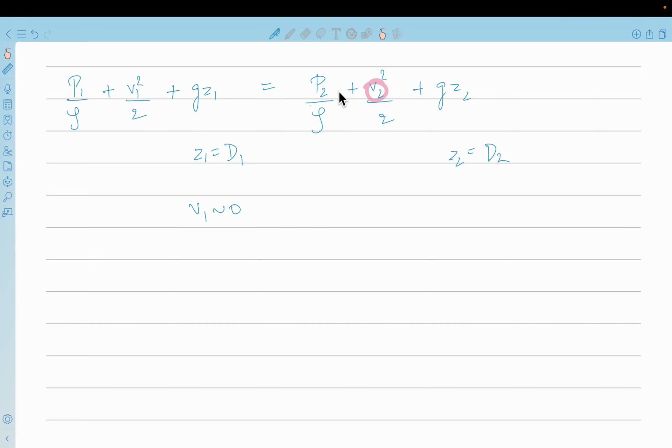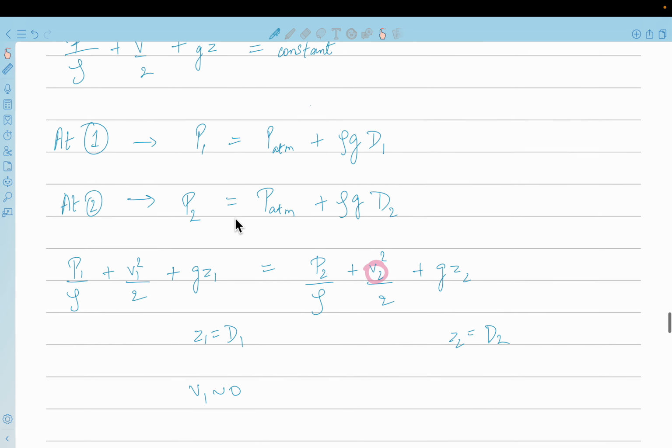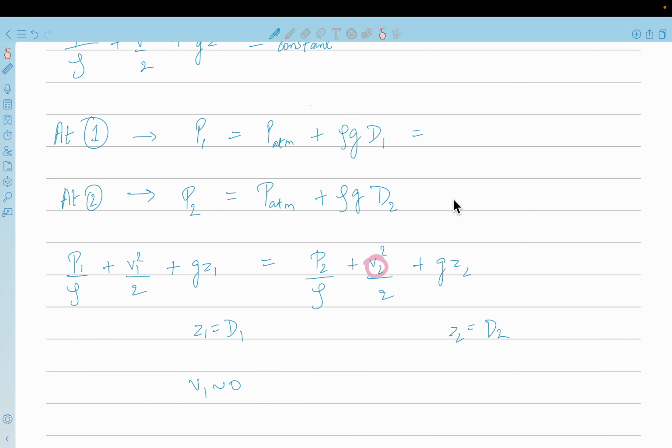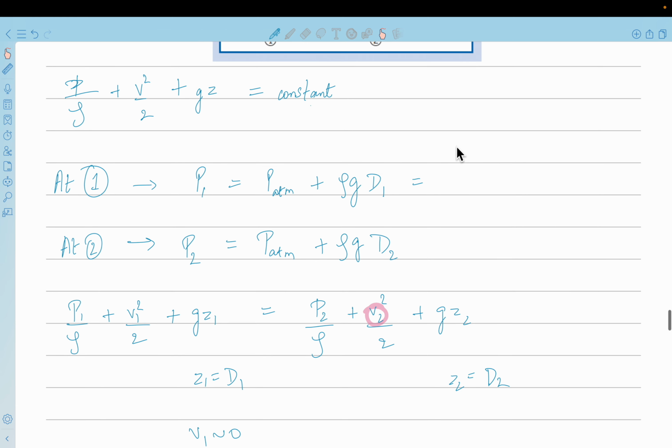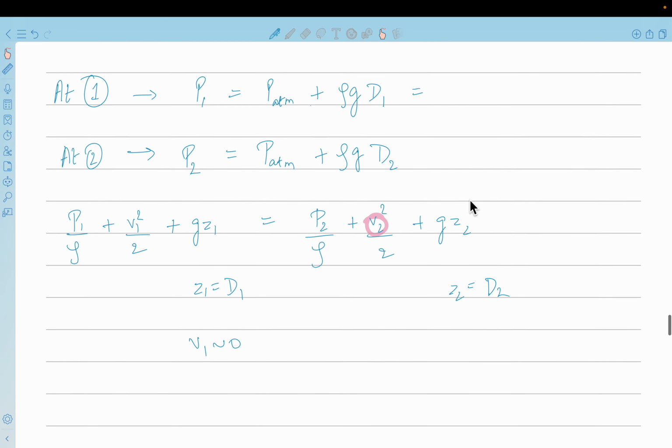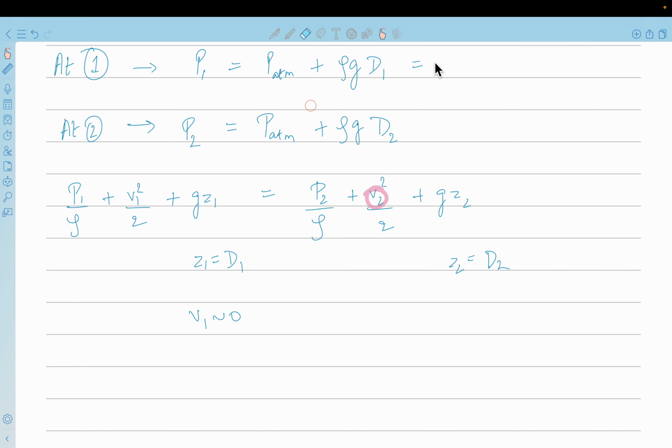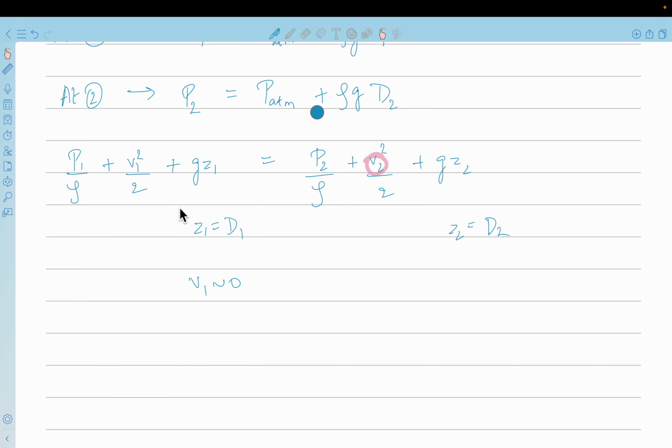Okay, so then let's find out V2. First let's find P1. Can you tell me what is P1? Okay, there is no need to find P1. Let me rewrite this. So P1 is P atmosphere plus rho g d1. So P atmosphere will get cancelled on both the sides. I have rho g d1. From here I'll have d2, so I'm going to subtract it, d1 minus d2 by rho.